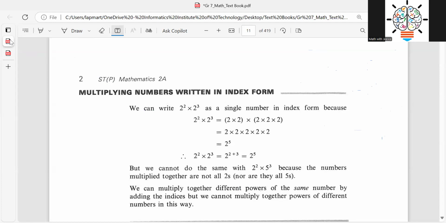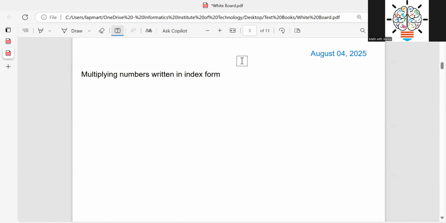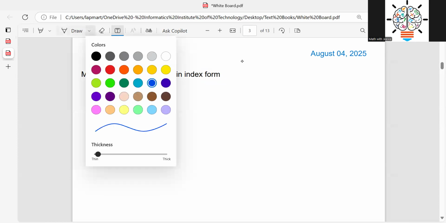Multiplying numbers written in index form. Multiplying numbers written in index form, right? So this is the topic today.